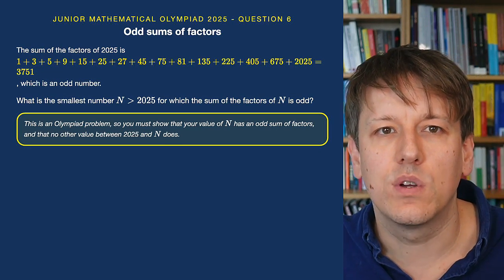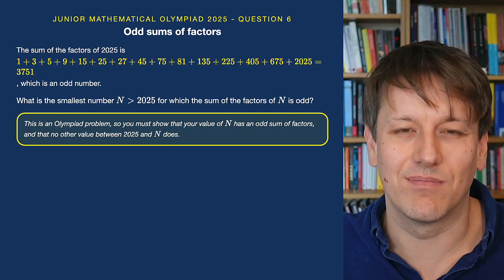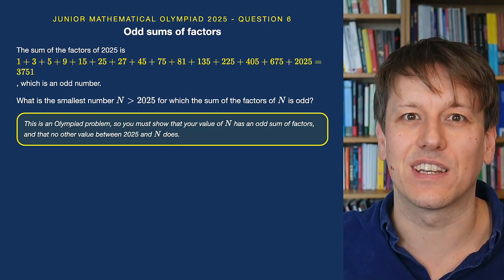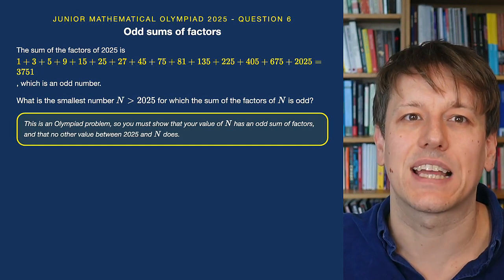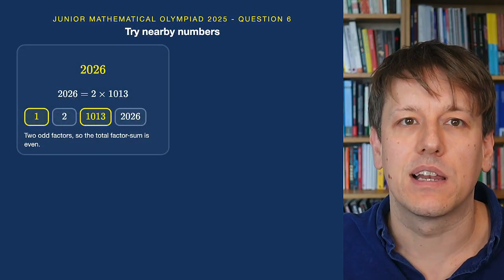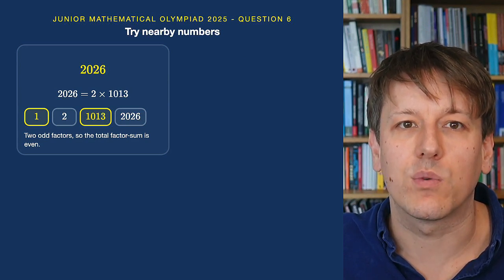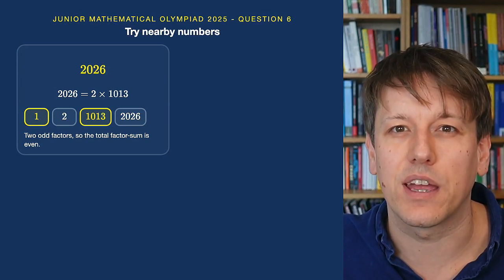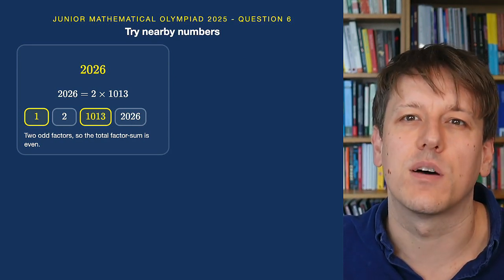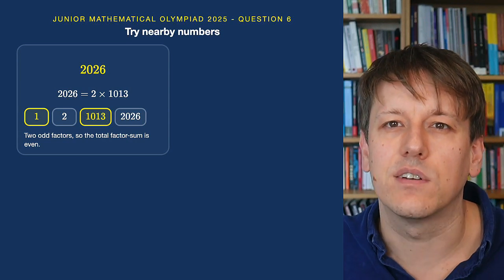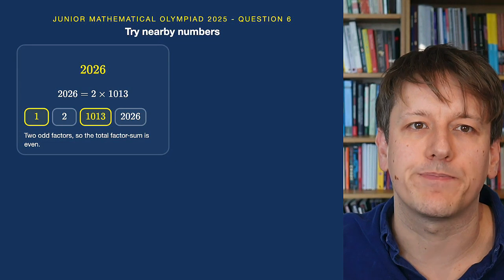And if you don't immediately spot the idea you need here, which most people will not, because this is an incredibly difficult question, a reasonable first step is just to start testing out a few numbers. For example, let's try 2026, that's 2 times 1013, where 1013 is prime, so its factors are 1, 2, 1013 and 2026, and the sum of those is even, which we can see without working it out. We've got 2 odd numbers and 2 even numbers, it's going to add to give an even number.